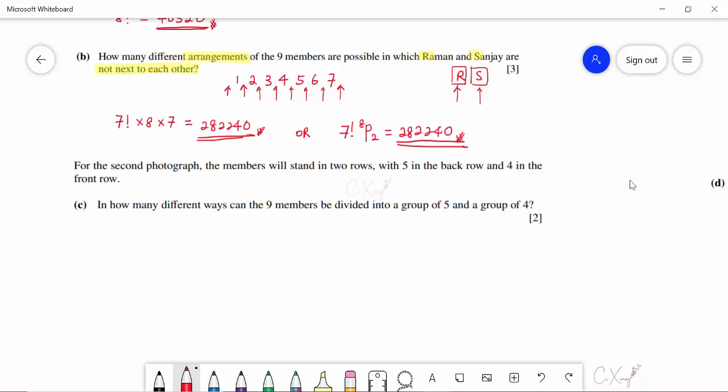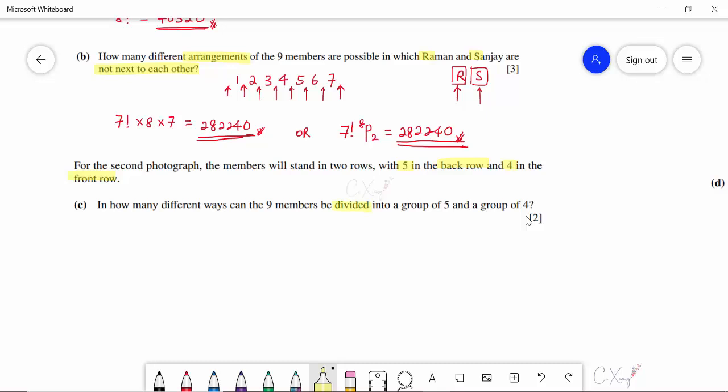So for part C, now they are talking about the second photograph. The members will stand in 2 rows, 5 in the back row and 4 in the front row. Then they're asking how many different ways can the 9 members be divided into a group of 5 and a group of 4?